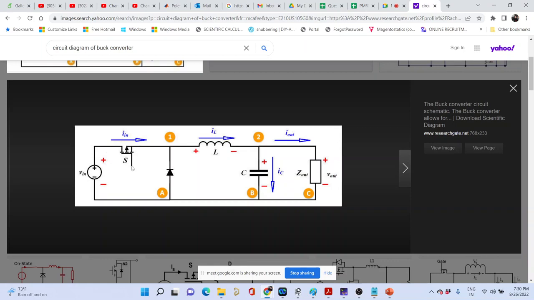By using gate pulses, sir. Correct. You need to have a gate pulse. So this is the gate, this is the drain, this is the source. You need to connect a gate driver which will give you a positive pulse, right?